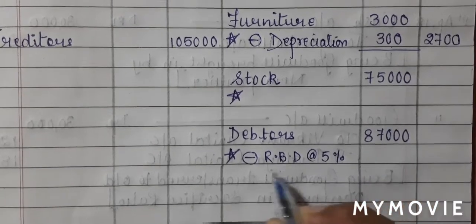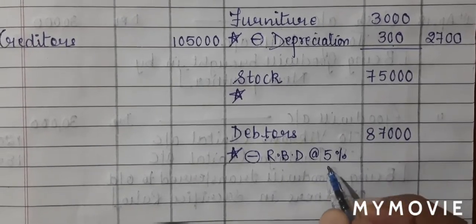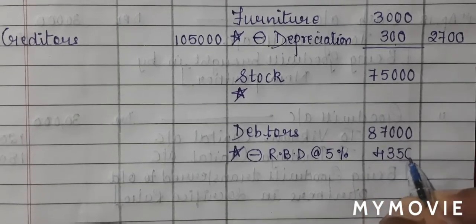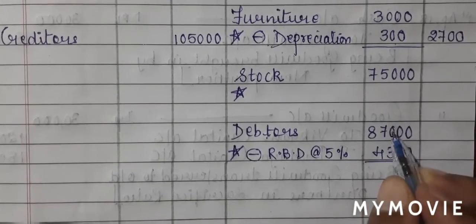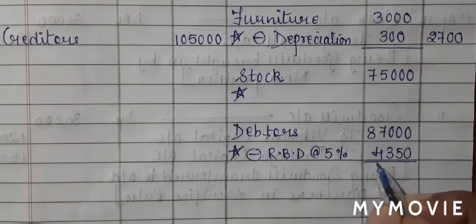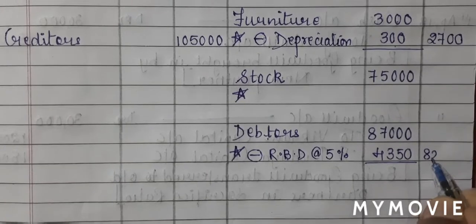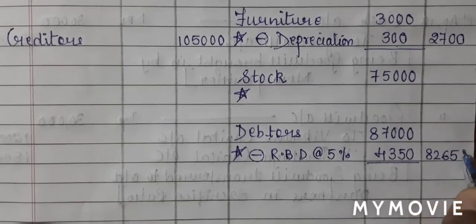So 87,500 will be 4,350 rupees. So from 87,000, I'll minus 4,350. I'll get a balance of 82,650.